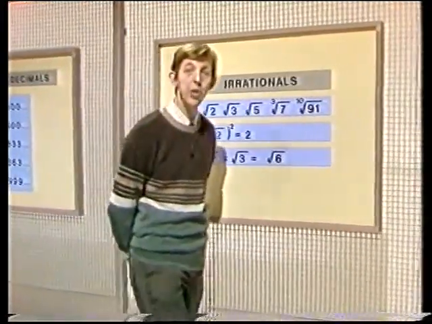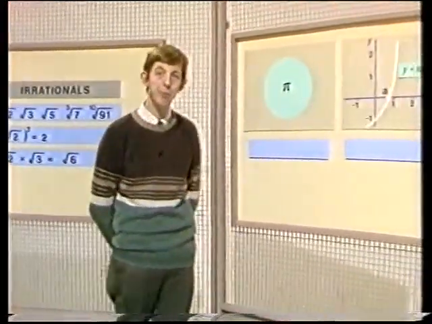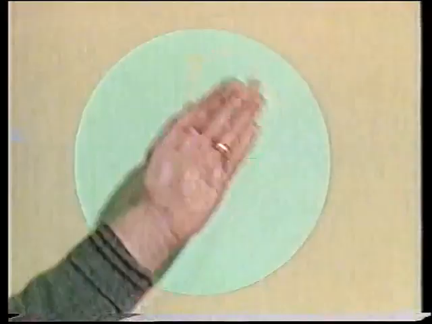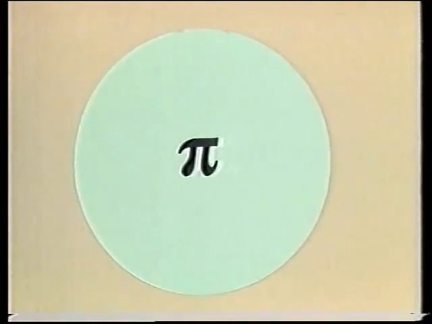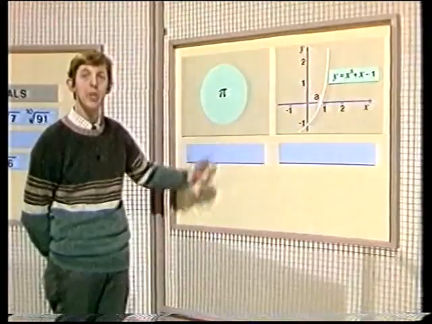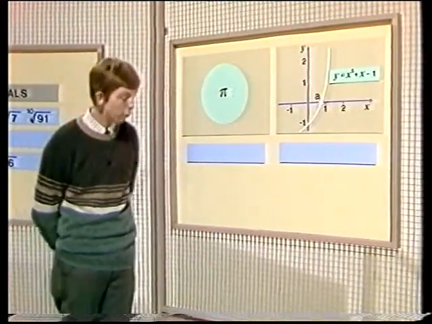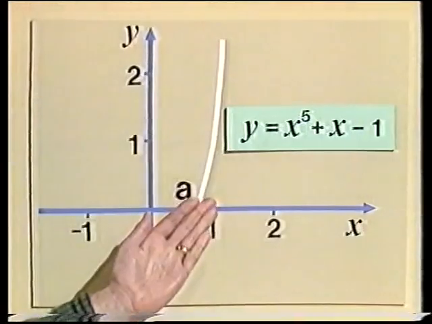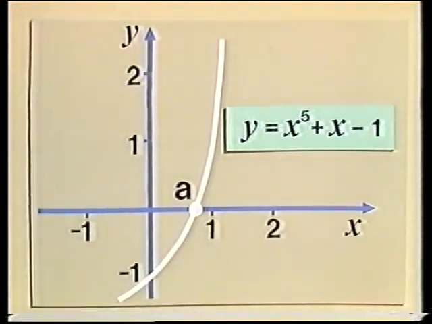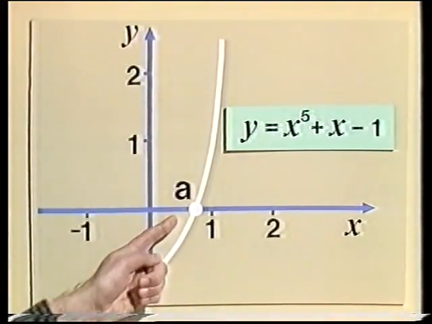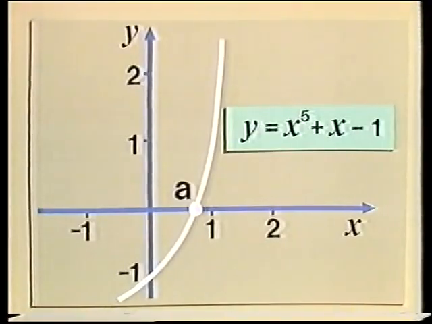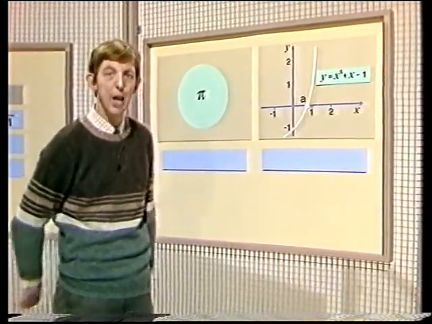But in analysis, we need numbers to describe many other things. For example, if this disk has radius 1, what's its area? Well, we usually describe its area using the number we call pi. But we also need numbers to describe zeros of polynomials, like this one. It's x to the fifth plus x minus 1. Its graph appears to cross the x-axis here at a. But is there really a number a such that a to the fifth plus a minus 1 is equal to 0? Well, if there is one, then it will have to be like this.